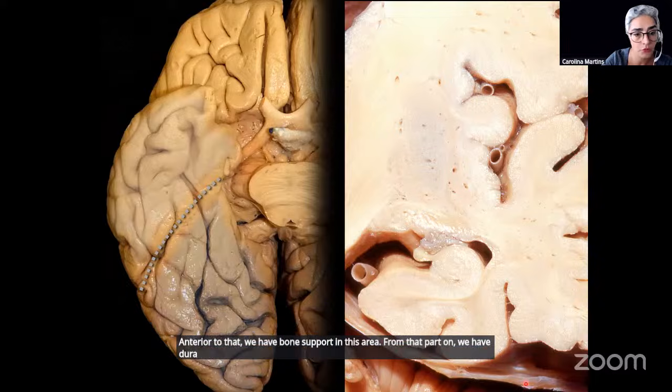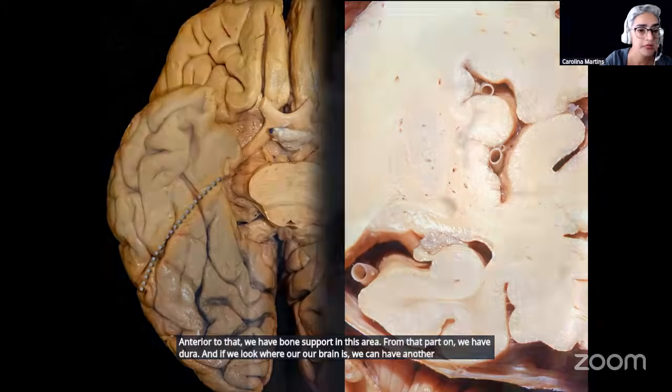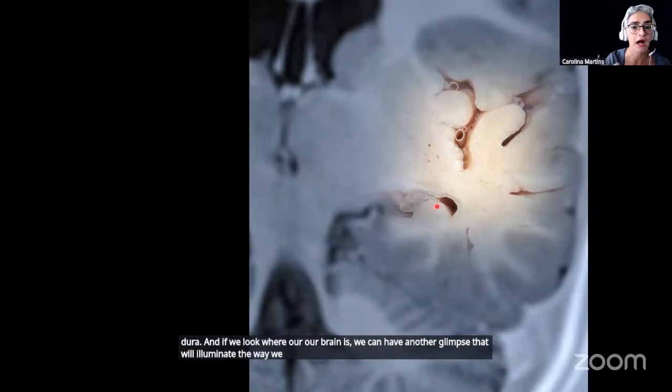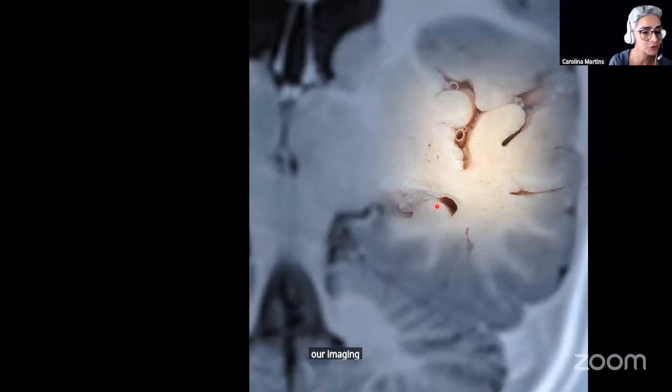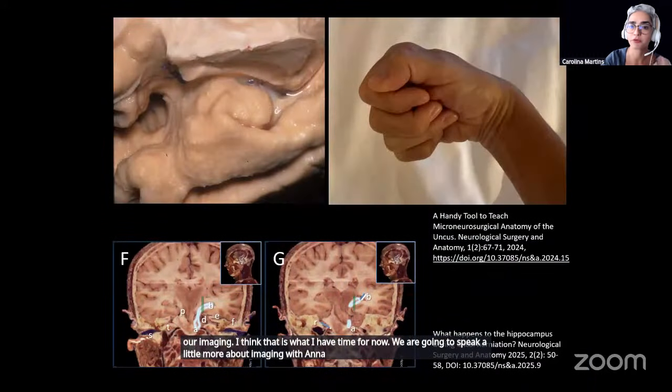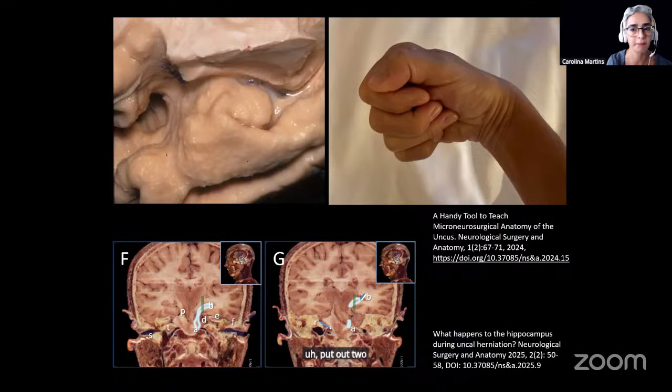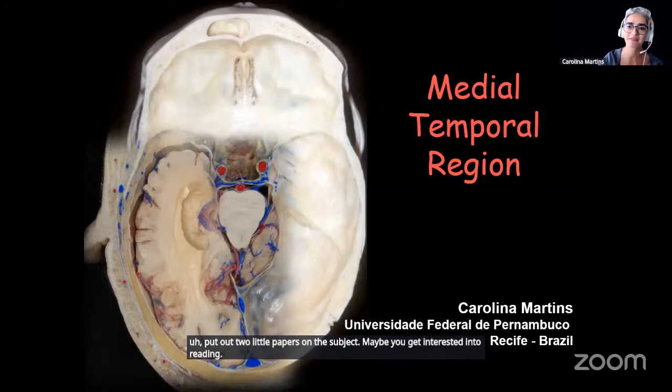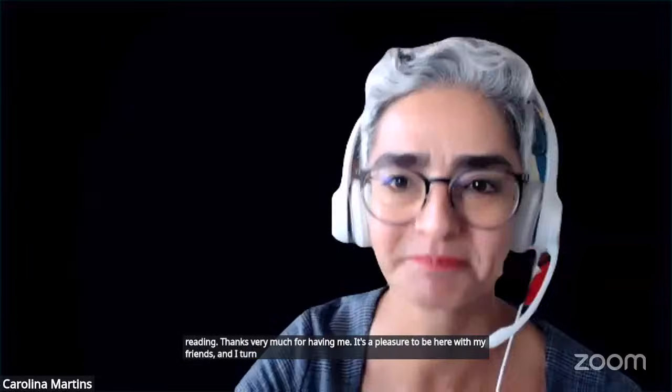And if we look where our brain is, we can have another glimpse that will illuminate the way we see our imaging. I think that is what I have time for now. We are going to speak a little more about imaging with Anna. And if you are interested in knowing more about the anatomy of this area, we have just put out two little papers on the subject. Maybe you get interested into reading. Thanks very much for having me. It's a pleasure to be here with my friends, and I turn over to the floor.